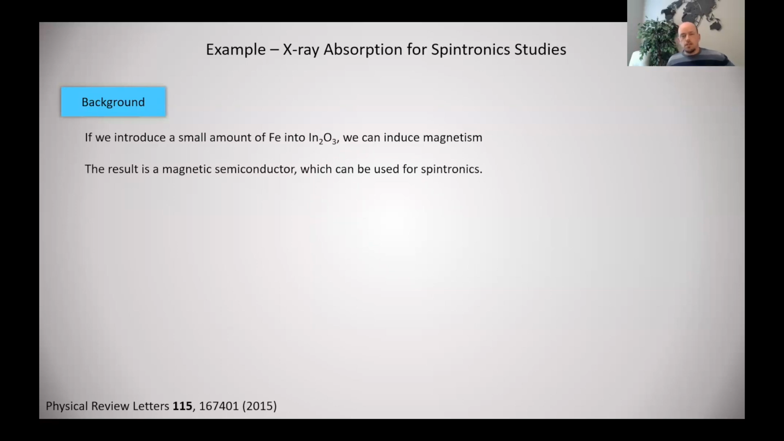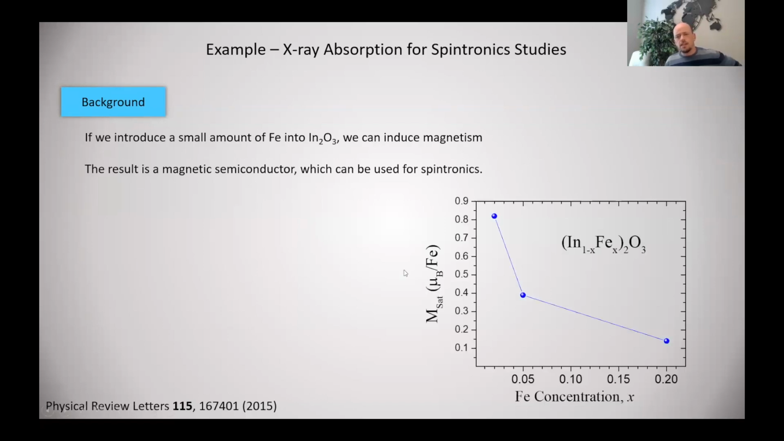So in each one of these examples, I'll give a little bit of background. So here we find that if we introduce a small amount of iron into this compound, indium oxide, we don't need to know much about that compound, but we know that if we introduce a small amount of iron, we can induce magnetism in this material. And so while indium oxide is a semiconductor, the result then is a magnetic semiconductor, and this can be used for spintronics applications. And this is shown on the right, where we're plotting the degree of magnetization per iron atom as we increase the concentration of iron dopants in this material.